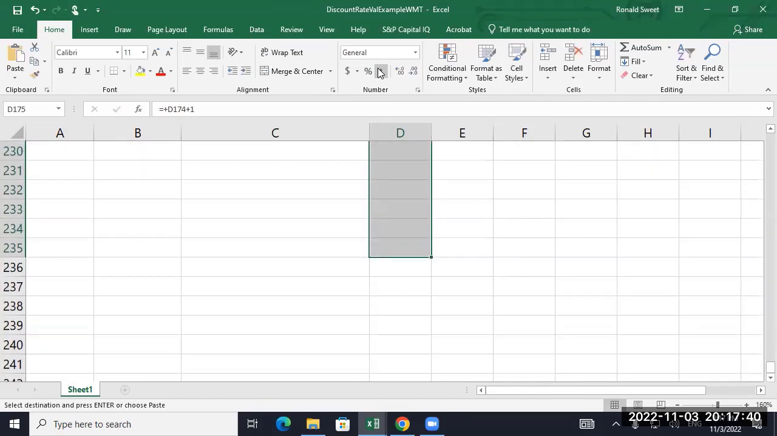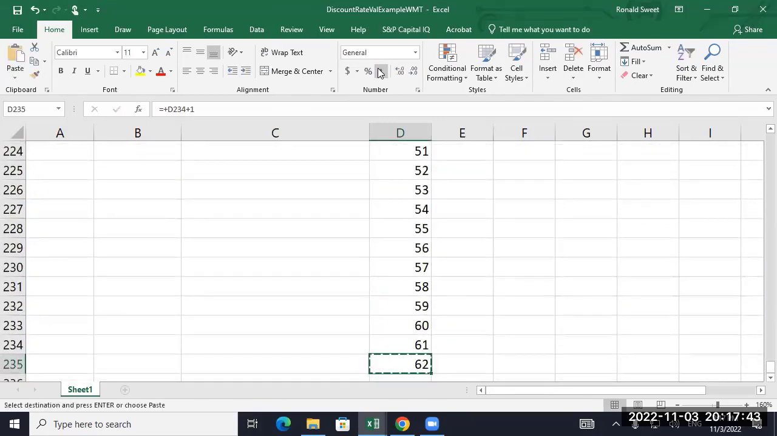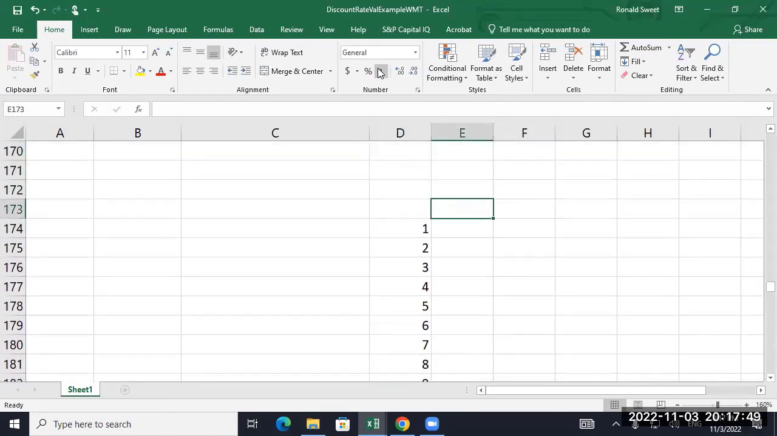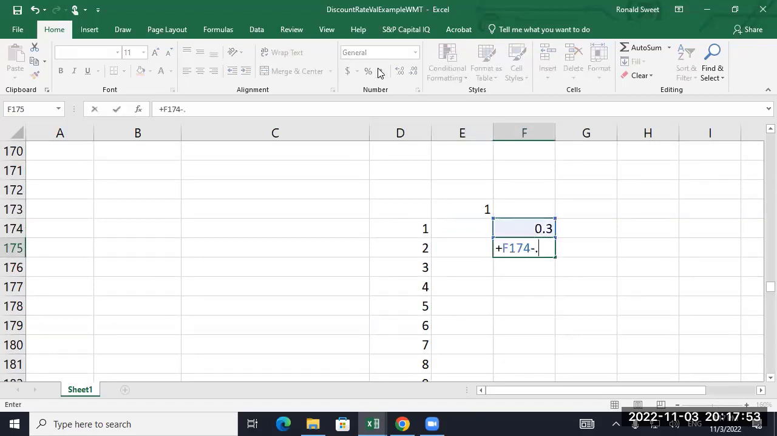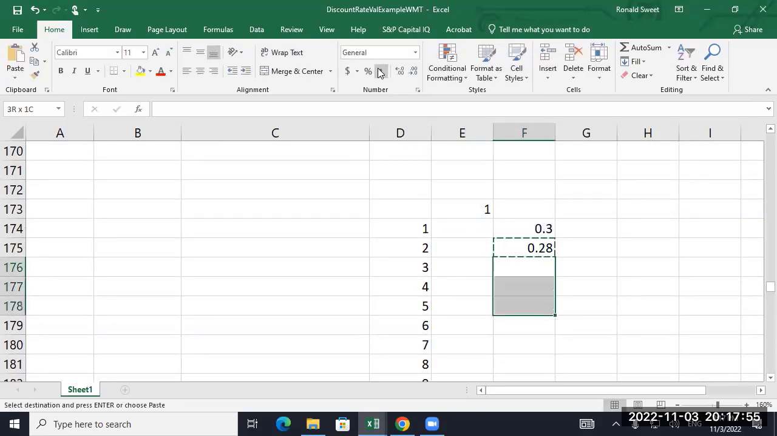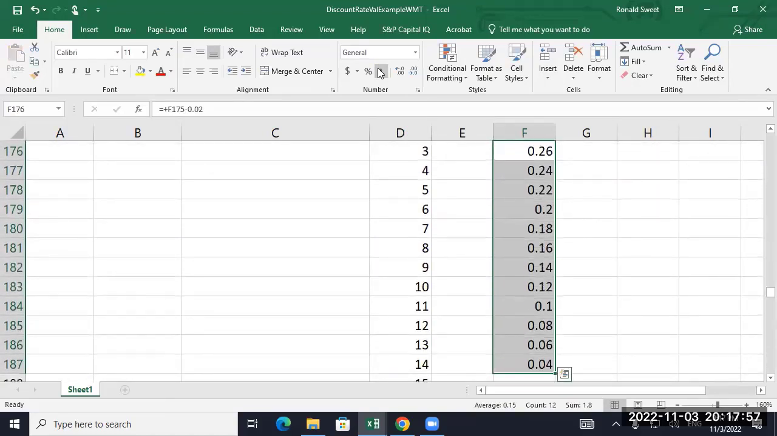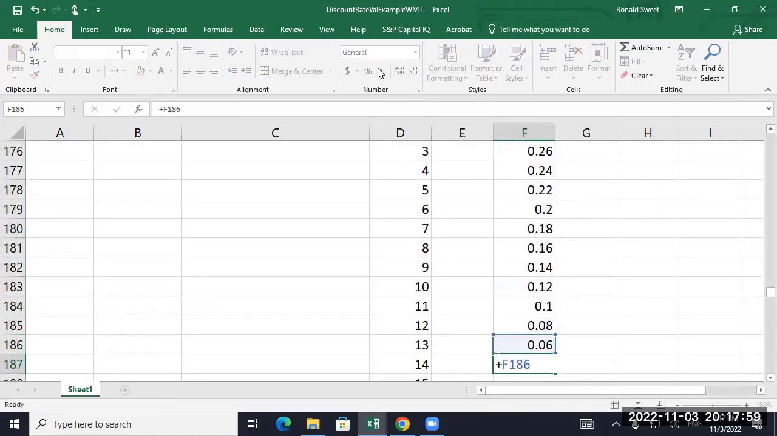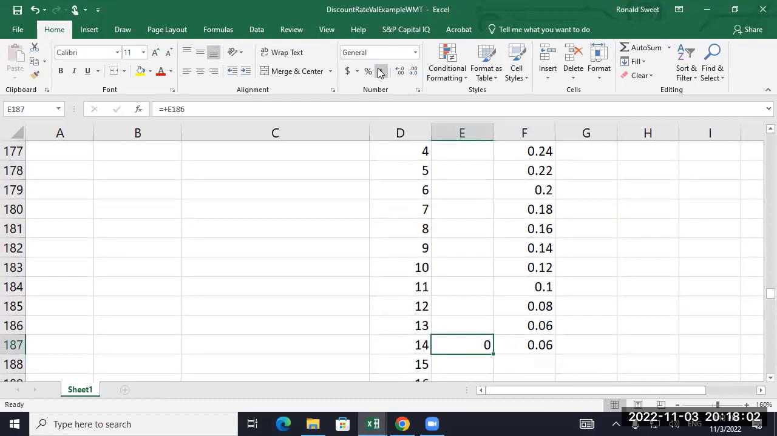I'll go out 100 years, maybe. And we're going to grow $1. We're going to grow it at 30%. And they're going to slowly come down over time until they hit 6%. And then they're going to grow 6% forever.